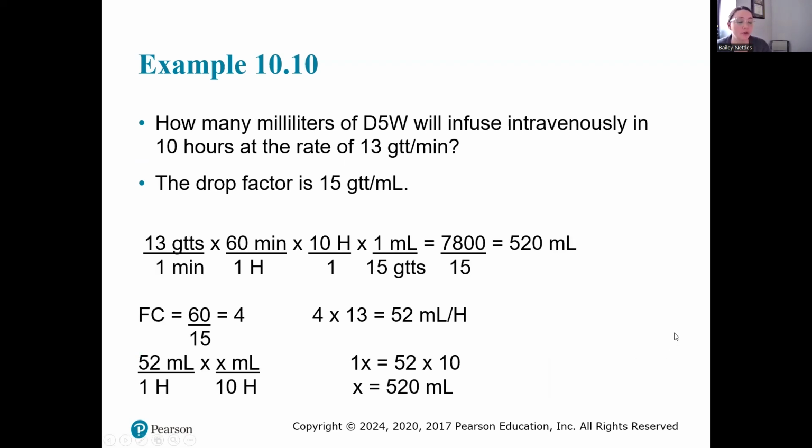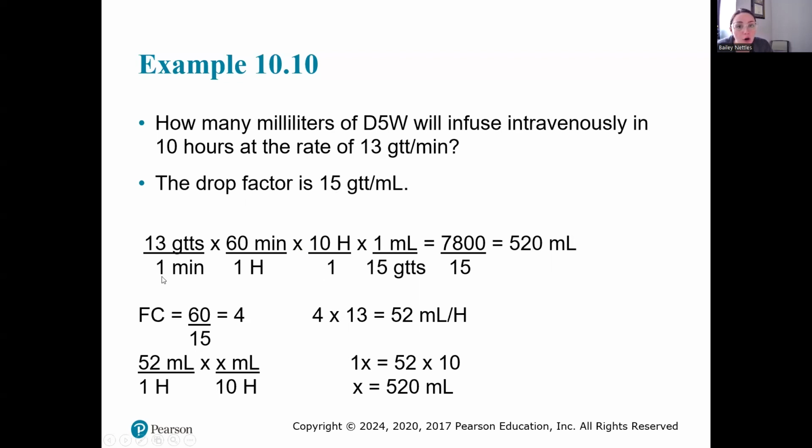All right, so the dimensional analysis way. I plug in all my numbers. I want to know hours, okay? So I've somehow got to get that up top. Let's figure it out. I'm sorry, we don't want to know hours. We want to know milliliters. My bad. So 13 drops per minute, 60 minutes over 1 hour, 10 hours over 1, 1 mil over 15.